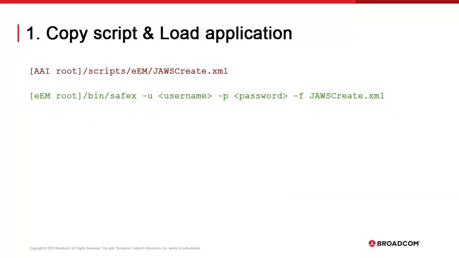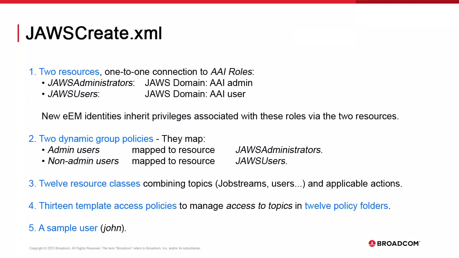We copy the script from the AAI host to the eEM host. We load the application using the safex command from the bin directory of the root embedded entitlements manager directory. It requires an eEM admin ID and password using options -U and -P. Finally, we use -F for the scripts. Loading the JAWSCreate.xml file with the safex command means creating the physical assets tied to the API so that the two systems can communicate. This is what happens during the process.